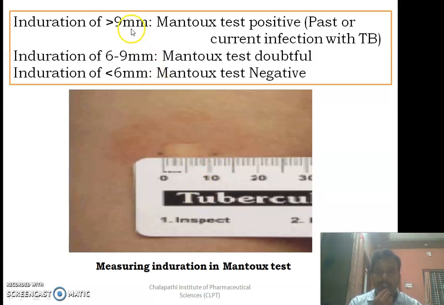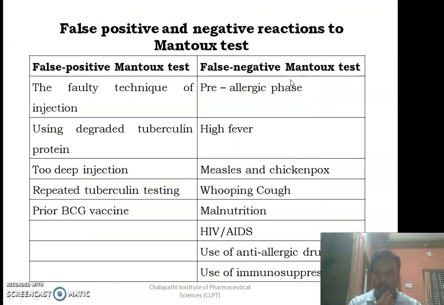If the induration is greater than 9 mm, we say the Mantoux test is positive, or otherwise he is a past TB patient. If the induration is 6 to 9 mm, we say the Mantoux test is doubtful, and if the induration is less than 6 mm, we say the Mantoux test is negative. This Mantoux test or tuberculin test is just a screening test, not a confirmatory test for the diagnosis of tuberculosis.